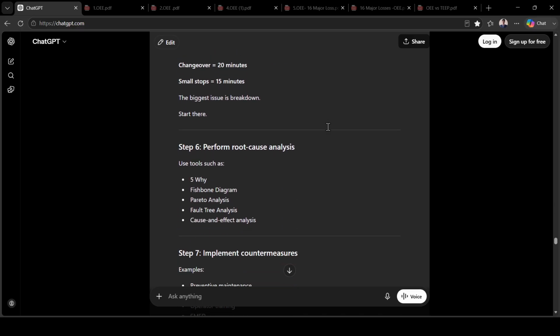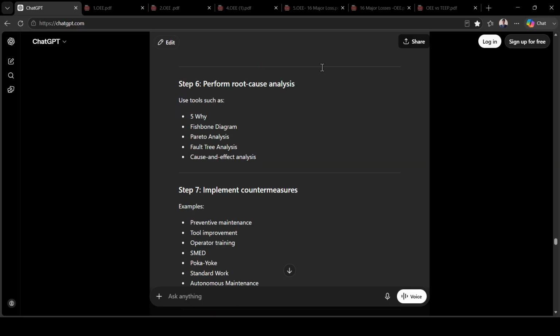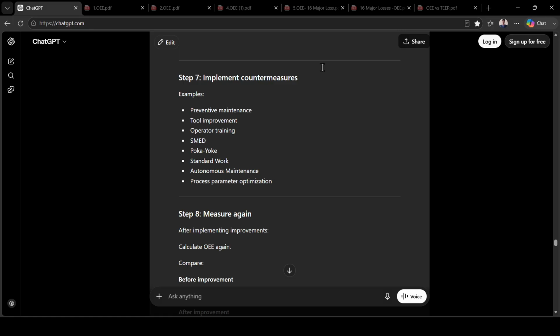So step 6, you perform root cause analysis. Use tools such as 5 Why, fishbone diagram, Pareto analysis, fault tree analysis, cause and effect analysis. Step 7, implement countermeasures. Examples: preventive maintenance, tool improvement, operator training, SMED, poka-yoke, standard work, autonomous maintenance, process parameter optimization. These are the implemented countermeasures.